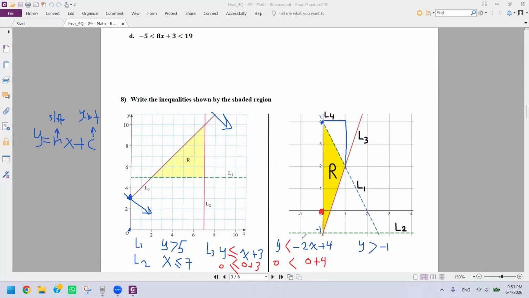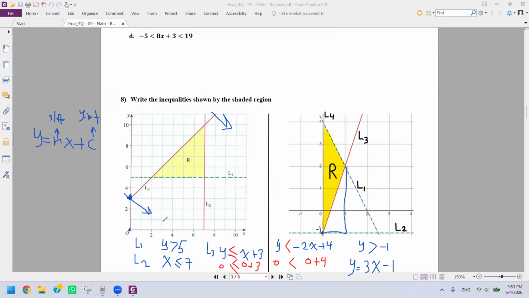Now L3, the red one. First let's start with the y-intercept. It crosses the y-axis at minus 1. So instead of c, we put minus 1, we put x, we put y, and we need to find the slope, the gradient. How do you do it? Go one step to the right. Where's the line? 1, 2, 3 steps up. So it's 3x minus 1.